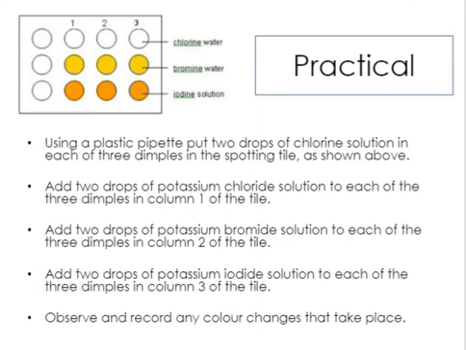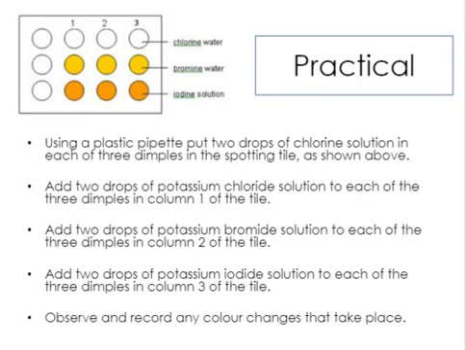So you would place some chlorine, bromine, and iodine solutions in the spotting tiles. So the chlorine water is just chlorine dissolved in water, bromine water is just bromine in water, and iodine, again, is just iodine dissolved in water. So you put those in your spotting tiles, and then you would add some potassium chloride, potassium bromide, and potassium iodide to those tiles, and then you would see whether there's any change.